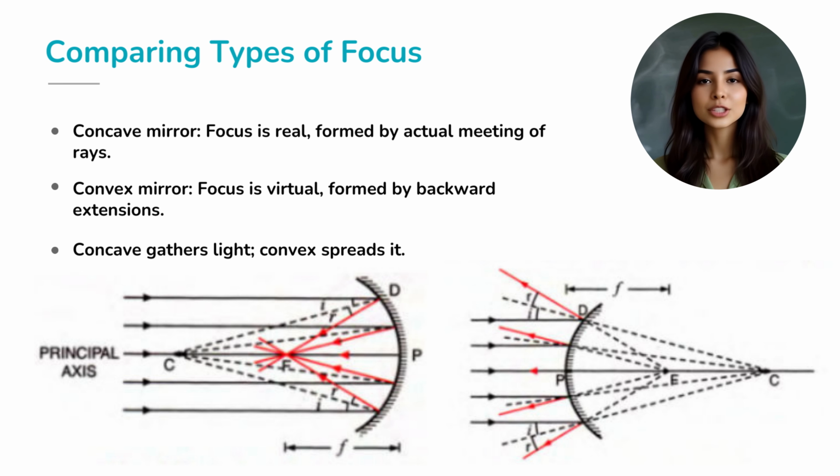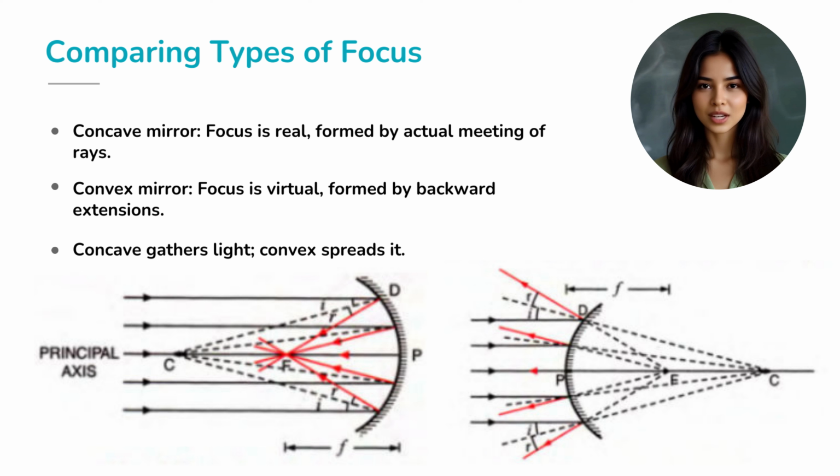Hey there, physics explorers. Let's compare two personalities in the mirror world, the concave and the convex mirror. Look at the diagram on the left first. See those parallel rays? After reflection, they actually meet at a single point on the principal axis. That's the focus F of a concave mirror, real, because the rays physically gather there. You could literally put a paper at that point and watch it burn under sunlight. Concave mirrors are like collectors. They gather light like a friend collecting gossip.